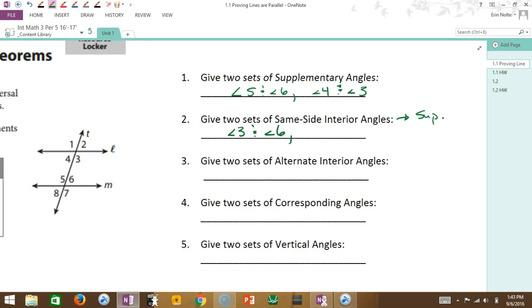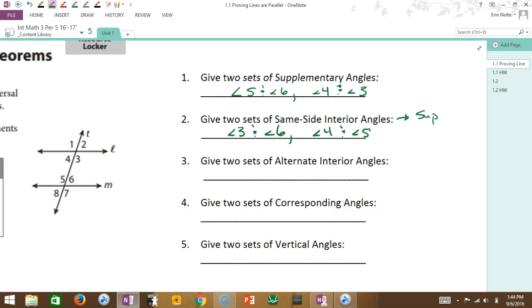Raise a hand. Let's see. Jenna? 4 and 5. Anybody else agree with that? Agreed. Are there any more same side interior angles? No, there are only 2 sets. Did you notice that those 2 sets were also supplementary? So we could have also listed those angles up above on question number 1. Did you notice that? Supplementary.